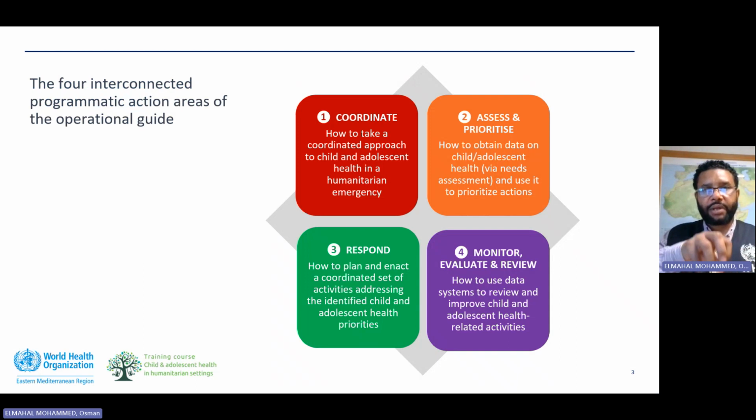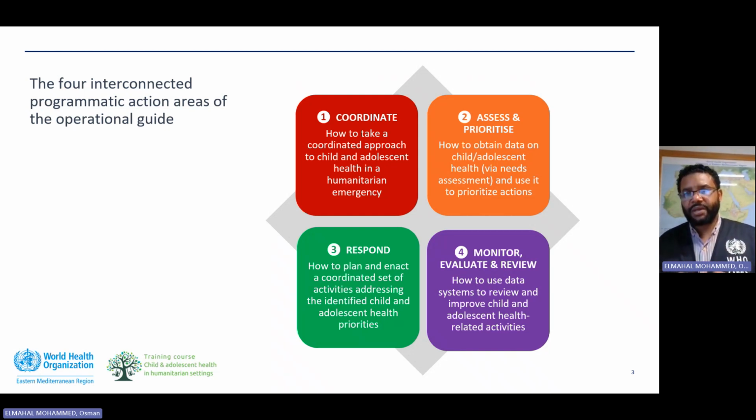The four interconnected programmatic action areas of this operational guide are: how to coordinate, how to assess and prioritize, how to respond, and then how to monitor and evaluate. These are the main four areas that the guide helps you go through. You discussed the first module, coordinate, how to make the linkages between the child and adolescent health people and the emergency people, how to make sure they are interconnected and talking to each other, streamlining their effort together.